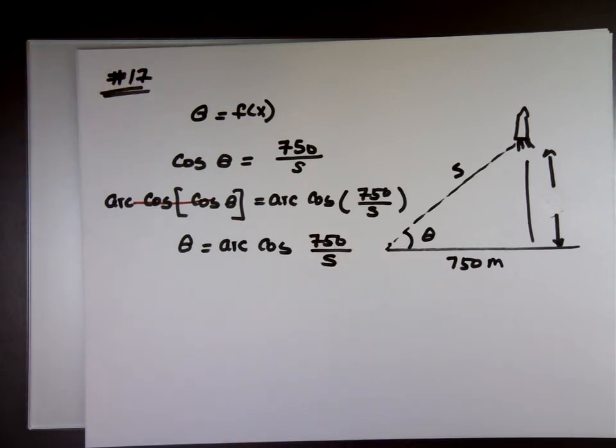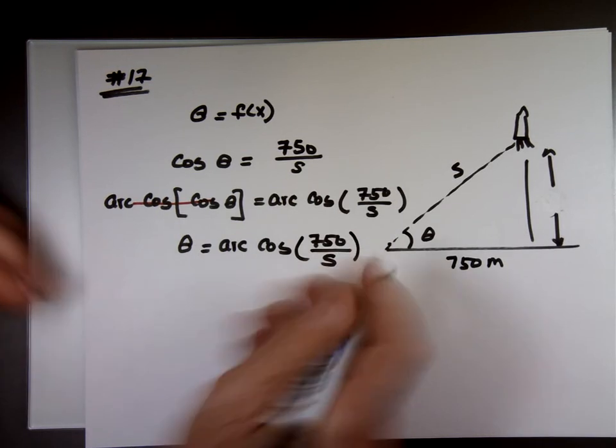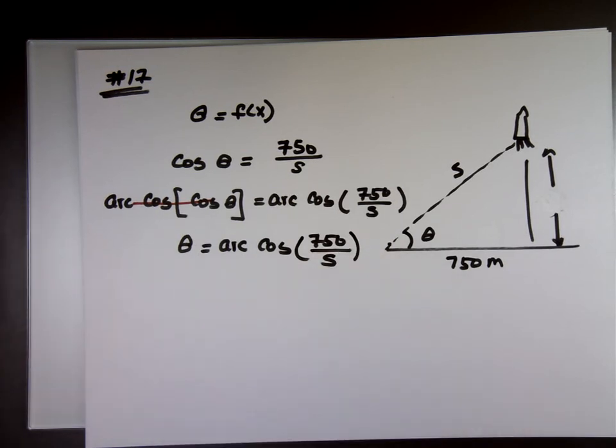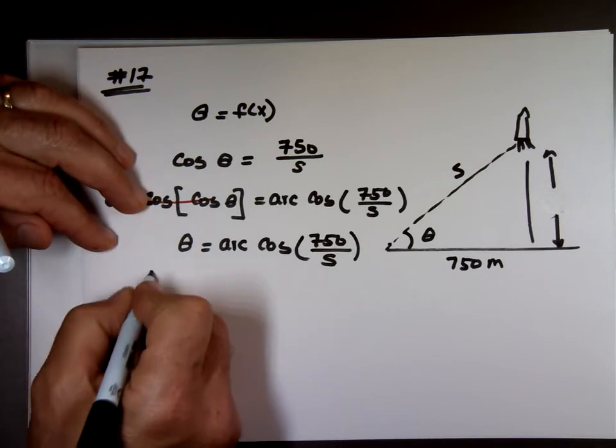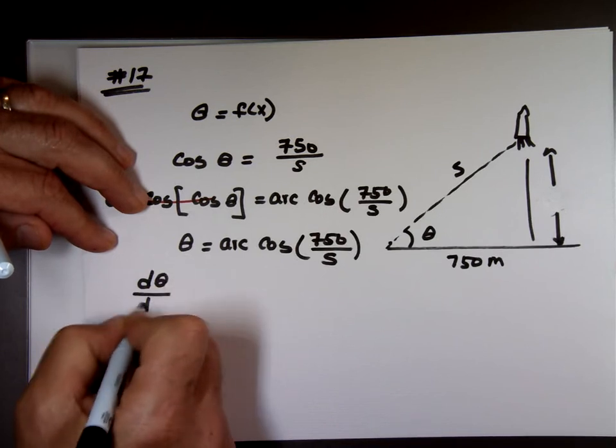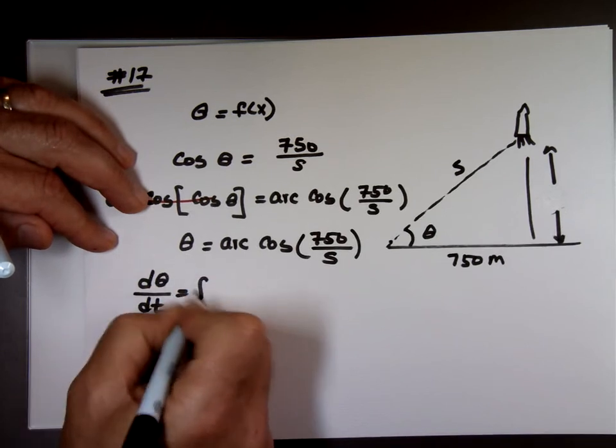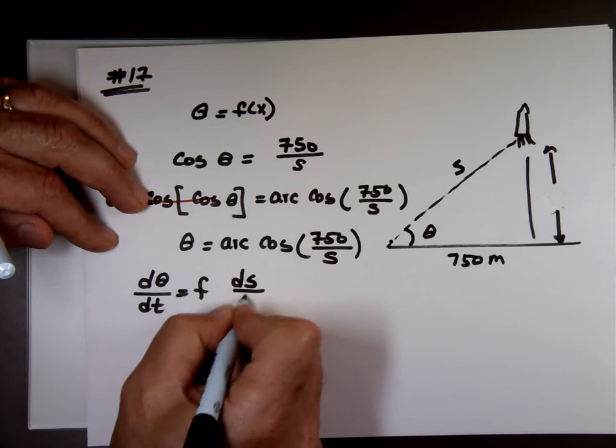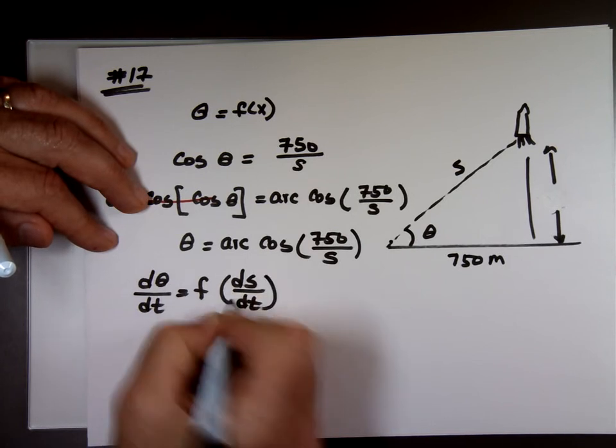So now the next question is to take the derivative of that. What's d theta? It's always one, right? D theta dt in terms of ds dt. They want d theta dt as a function of ds dt. So they want the derivative with respect to time, not with respect to s.